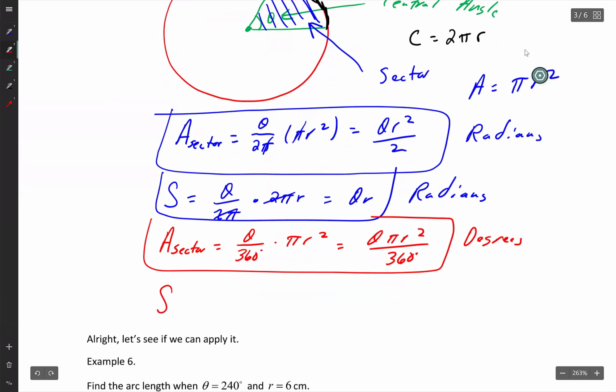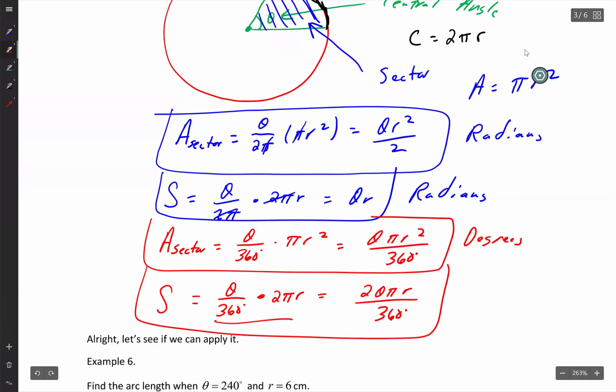And your arc length is going to be theta over 360 times 2 pi r. So let's see, we're going to write it as 2 theta pi r over 360. I guess you don't have to, you could just write it like this, but, you know what, let's reduce it. 2 goes into 360 180 times. I reduced it, guys.